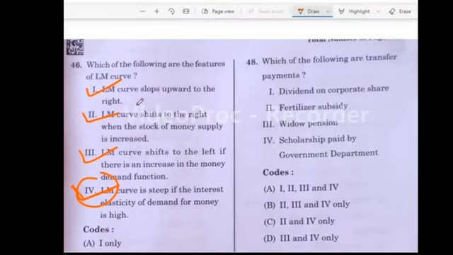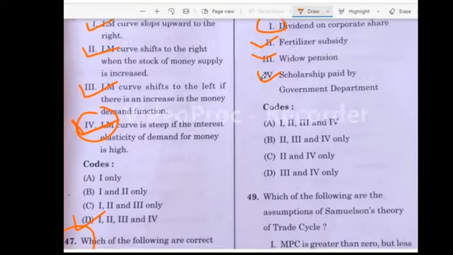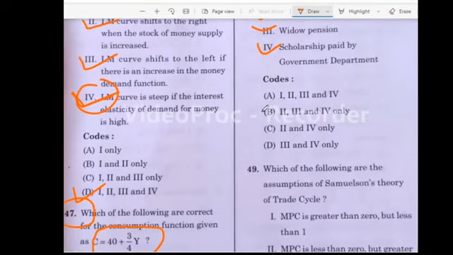Question number 48. Which of the following are transfer payments? Dividend on corporate share, fertilizer subsidy, widow pension, scholarship paid by government department. Yes, fertilizer subsidy, widow pension, scholarship, these are all transfer payments, but dividend on corporate share is not a transfer payment. So here the right answer is 2, 3, 4. Option B is the correct answer.